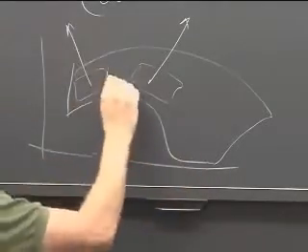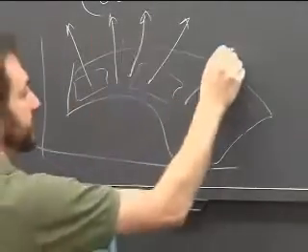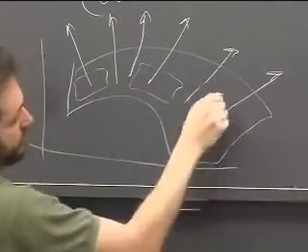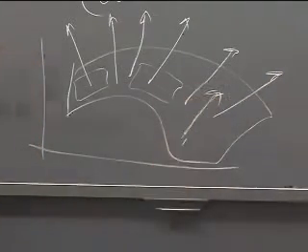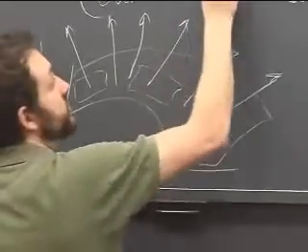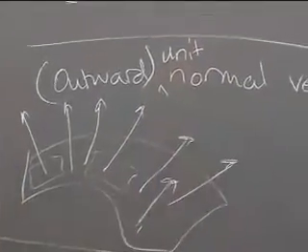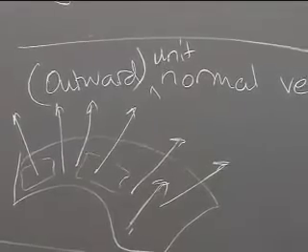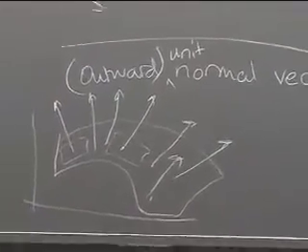It's like this. So you have a normal vector field. Now, if it's just normal, then these vectors could be of any length. So let's take a unit normal vector field, meaning that the vectors are all of length 1. So that's pretty much unique.